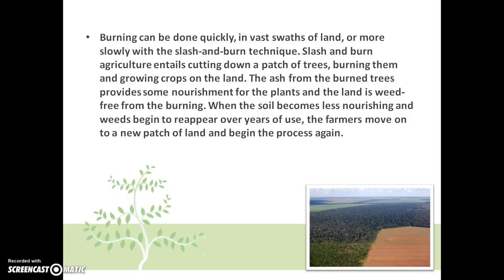Other than that, burning can be done quickly in vast swaths of land or more slowly with the slash and burn technique. Slash and burn agriculture entails cutting down a patch of trees, burning them, and growing crops on the land. The ash from the burnt trees provides some nourishment for the plants, and the land is weed-free from the burning. When the soil becomes less nourishing and weeds begin to reappear over years of use, the farmers move on to a new patch of land and begin the process again.